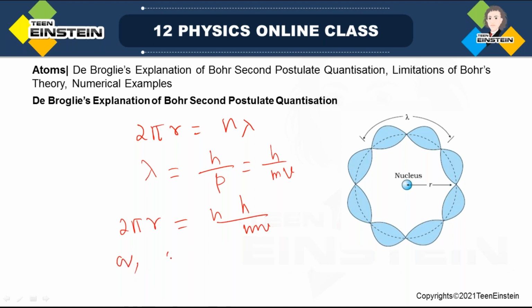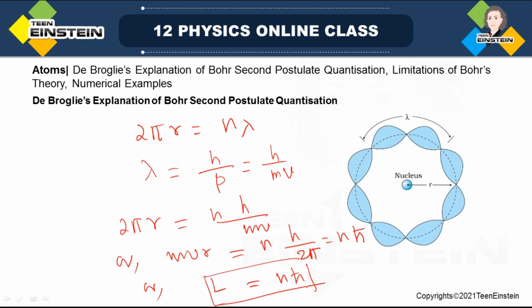Now, mvr on the left hand side, this is n, this is h by 2π. So this is nothing but nħ. And this is nothing but the angular momentum becoming nħ. Look, this is the postulate which Bohr had made for stationary orbit. This is called the quantization condition, and this n is called the principal quantum number.